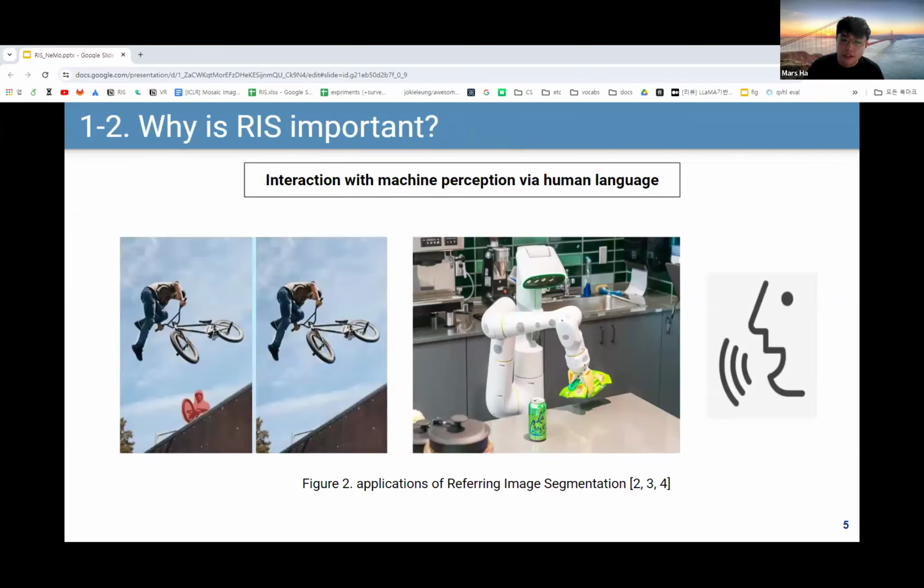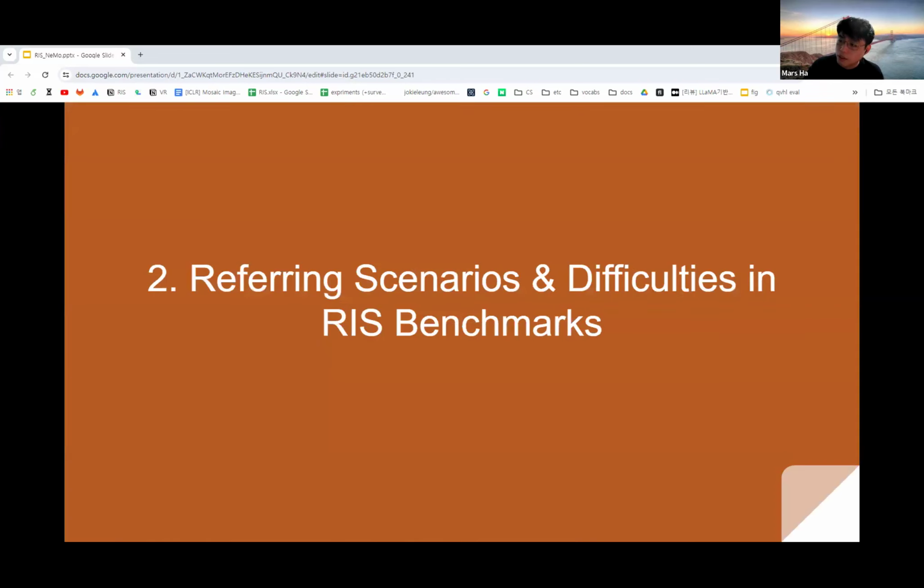The RIS task has great research interest and value as it studies machine perception and machines' interaction with human beings through natural language, which has many possible applications like image editing, robotics, or automated driving. So that was what referring image segmentation is about. Here I will share the key factors for success in the RIS task and some insights in the benchmarks that motivate the proposed method I will introduce in the later slides.